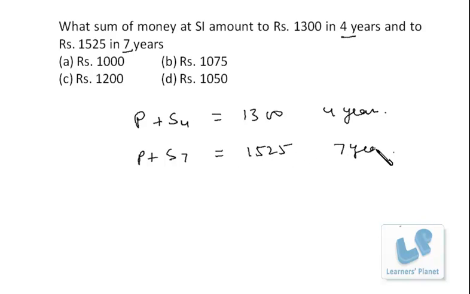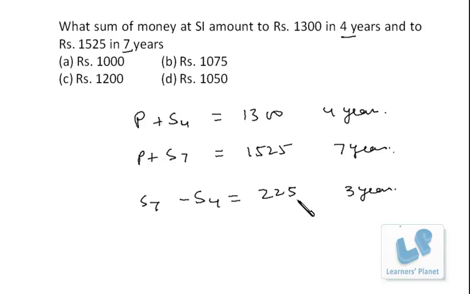Okay. Now further, interest for individual years is the same. That means if I deduct this amount from this amount, I'll be getting interest for 3 years. So the simple interest for 7 years minus the simple interest for 4 years is 1525 minus 1300, that is 225. And this is the simple interest for 3 years, because the principal was the same.